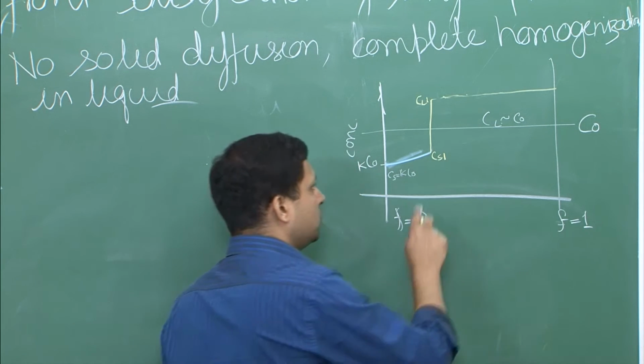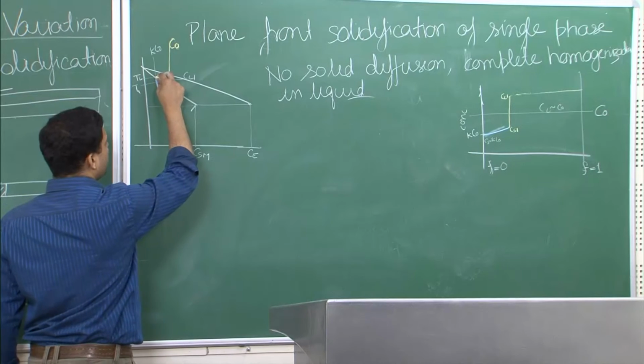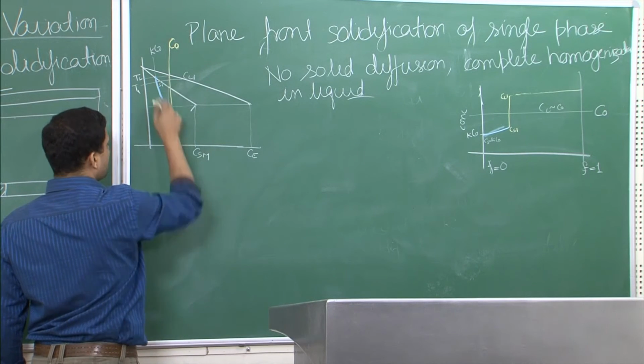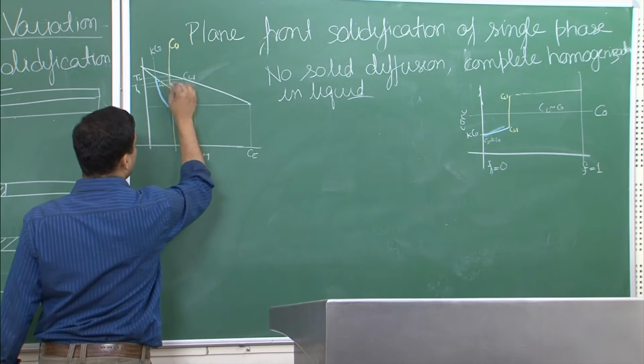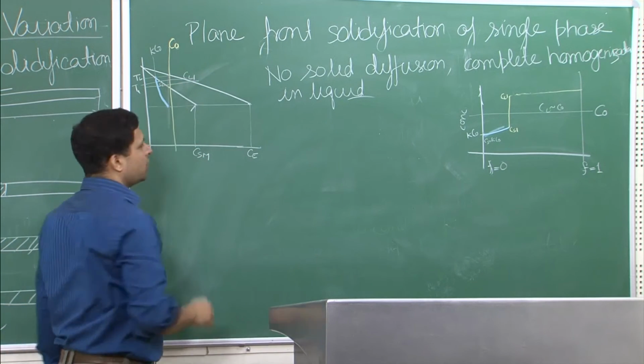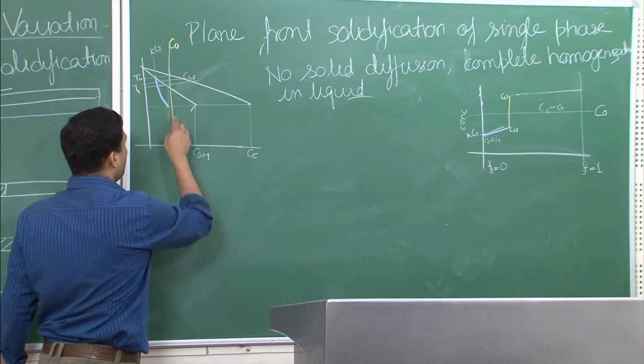Now once this new layer of solid forms, what happens when we go from this temperature to, let us say, the next temperature just a little bit below it? The solid that forms at the outside has a higher amount of solute.